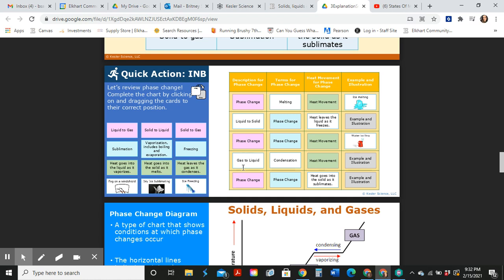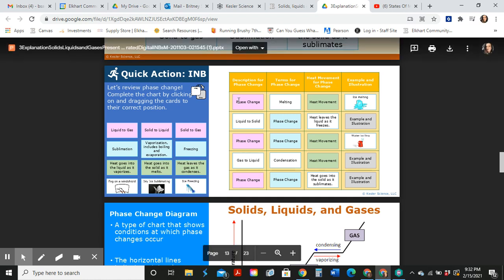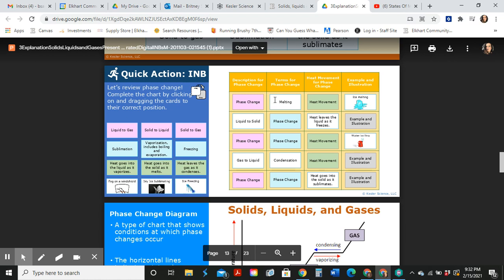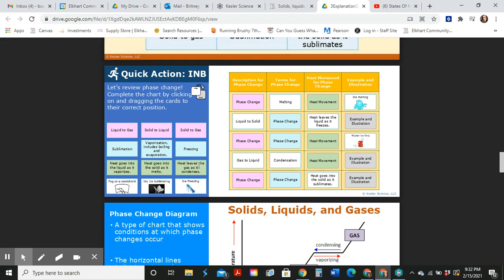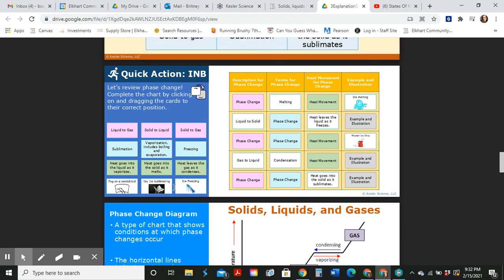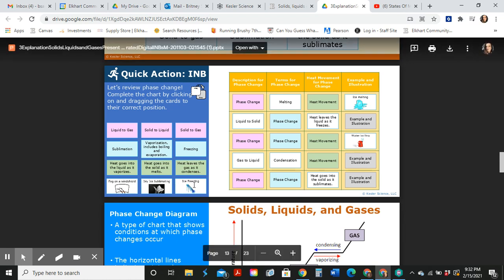We have phase changes right here, and then you have your terms of phase change. This is where you'll look at your green ones and match them up to the right spot. And then you have your heat movement for phase change, the darker green color here. You're going to match them to the right spot. And then you're going to match the picture to that particular phase change.